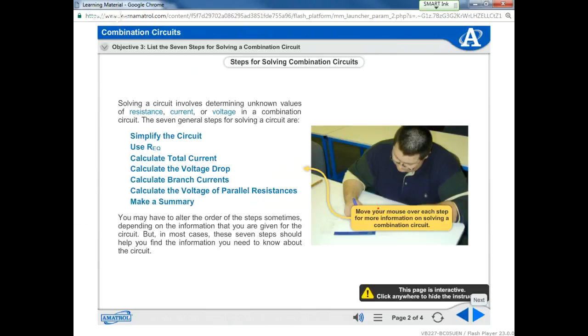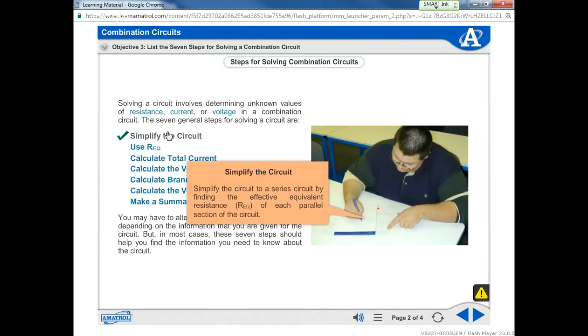Okay, so now it wants us to click on each one of these. Simplify the circuit to a series circuit by finding the effective equivalent resistance, or R sub EQ, of each parallel section of the circuit. So the designation REQ right here is now going to stand in for like an R total of part of the circuit. Are you with me? We're going to simplify it. So if we solve for the parallel portion of our combination circuit, we'll call that REQ, equivalent for that little portion.